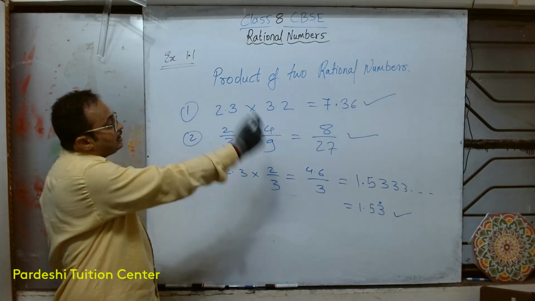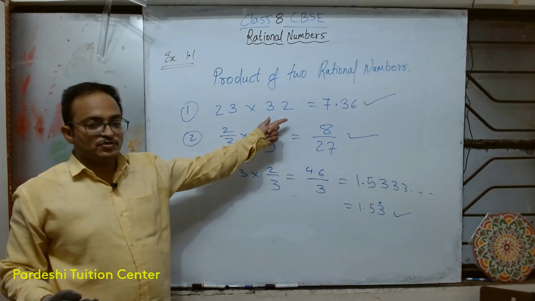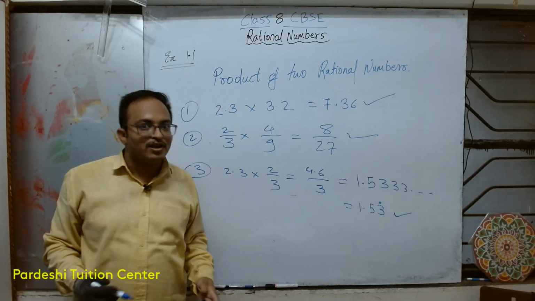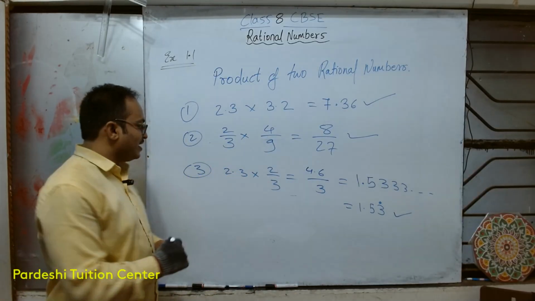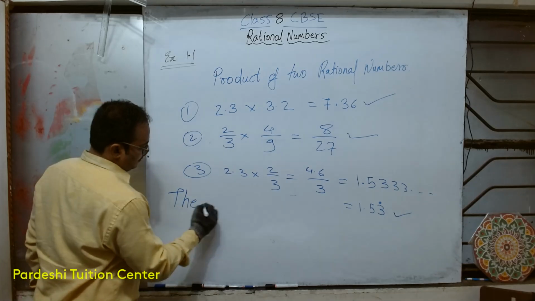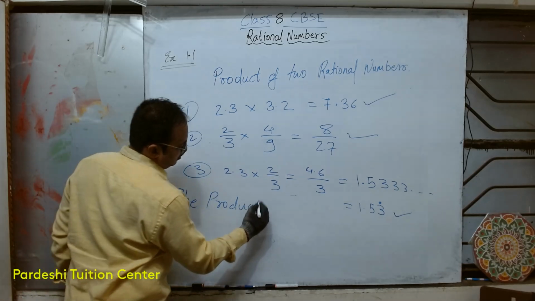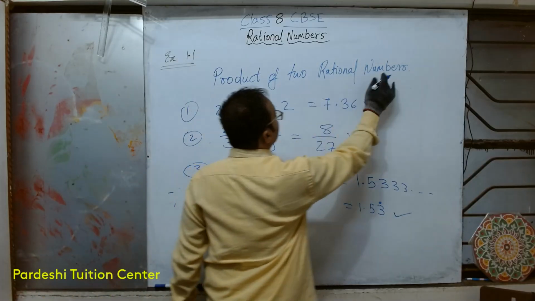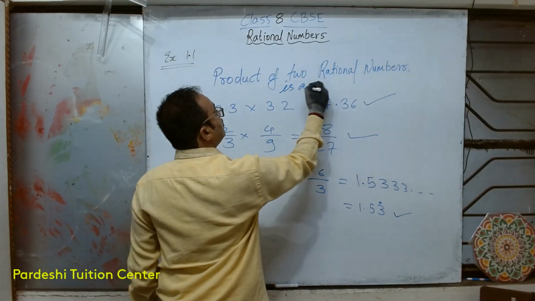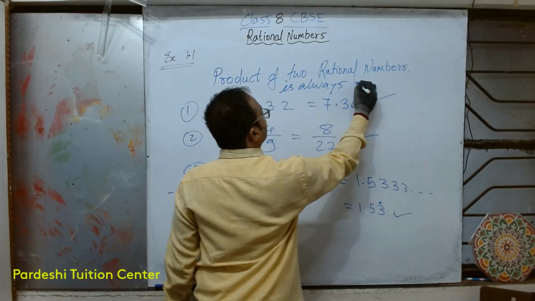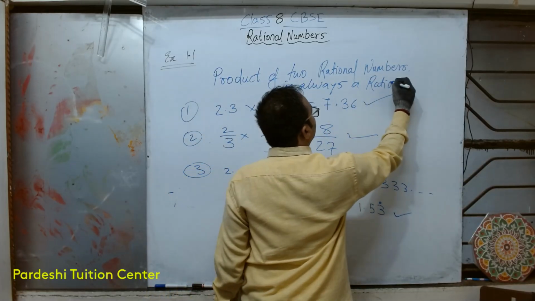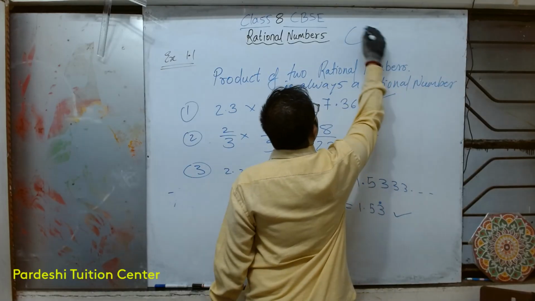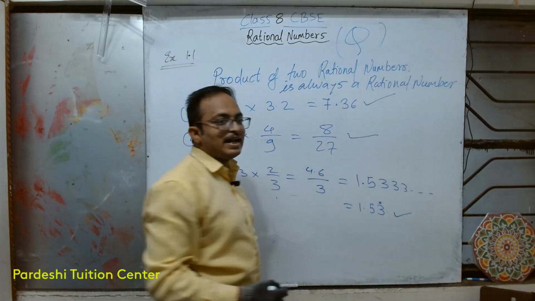So whenever we multiply two rational numbers, we will get a rational number. So the product of two rational numbers is always a rational number. Okay, so the answer is: the product of two rational numbers is always a rational number. That is Q, rational numbers.